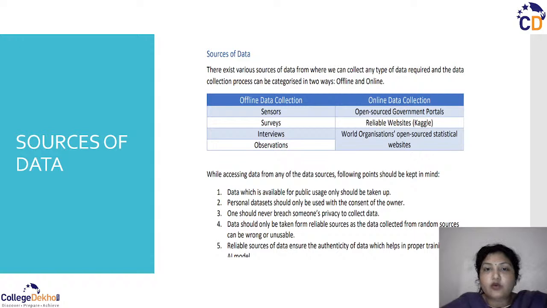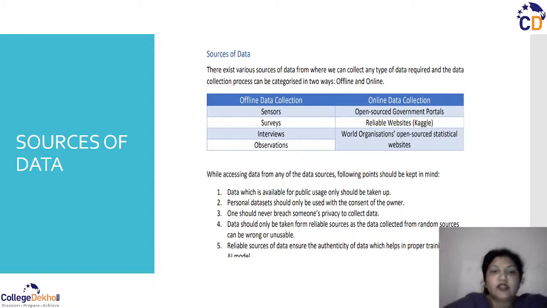Whenever you access data from any of these sources, keep the following points in mind. What are the important points when you are downloading a data set? Data which is available for public usage only should be taken, so it should be public. You should not download data sets of users' passwords. The data which is actually public, you may download. Personal data sets should only be used with the consent of the owner. Yes, this is very, very important.